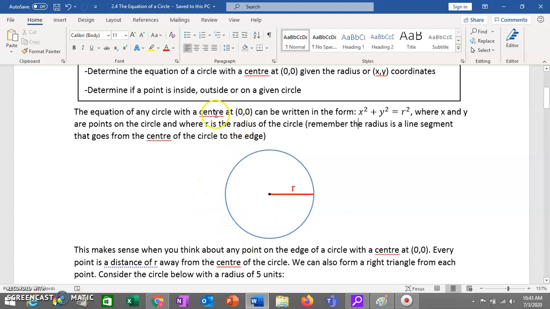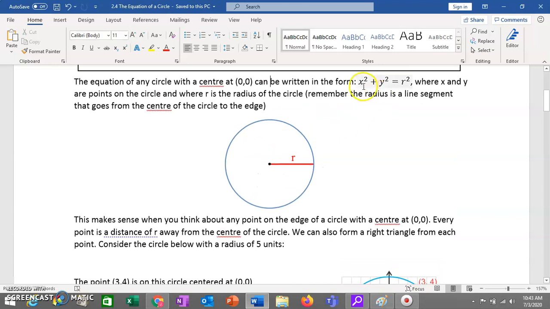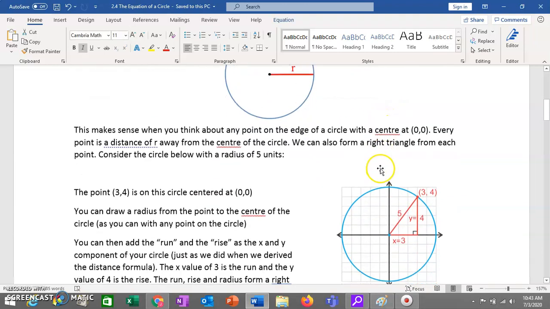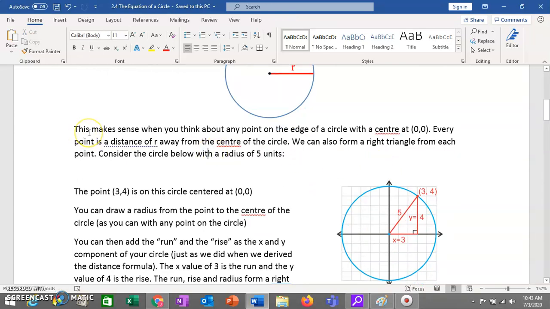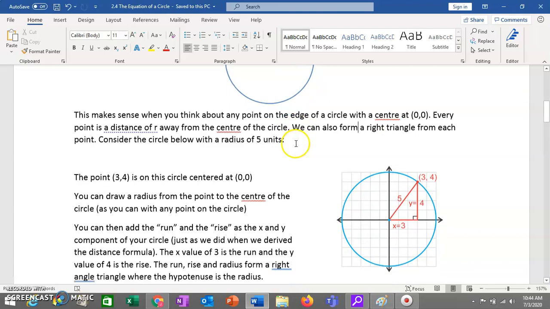And remember again that these circles are going to be centered at 0, 0. Okay, so why is this the equation of a circle that has a center at 0, 0? Well, it makes sense when you think about it, because you essentially can form a right angle triangle using that point, using the radius, and using an x and y component. Hopefully this is going to look very similar to what we already did with the distance formula, because the reasoning here is almost the same.